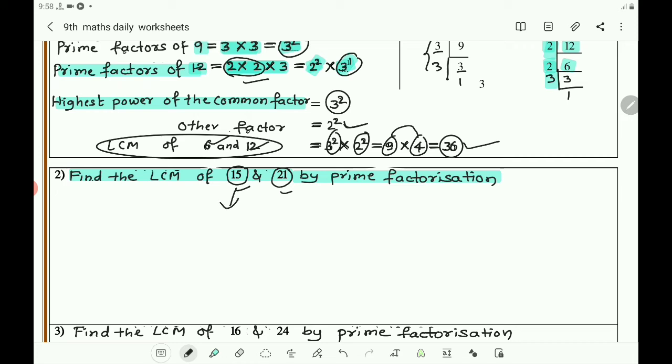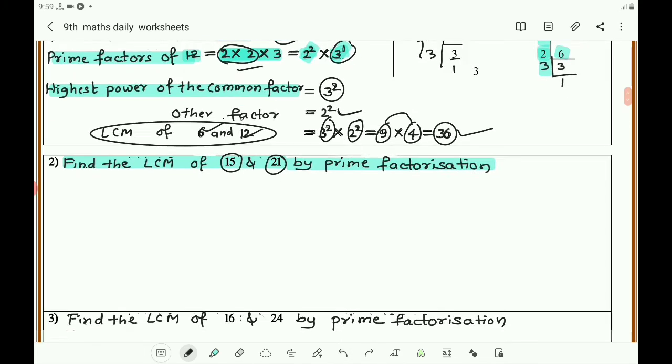The factors of 15 are 3 into 5, and the factors of 21 are 3 into 7. Common factor 3, highest power 1. Remaining factors 5 into 7. So the LCM becomes 3 into 5 into 7. You must find the product. This way you get the LCM of 15 and 21 by the prime factorization method. Write the steps neatly and get the LCM of 15 and 21.